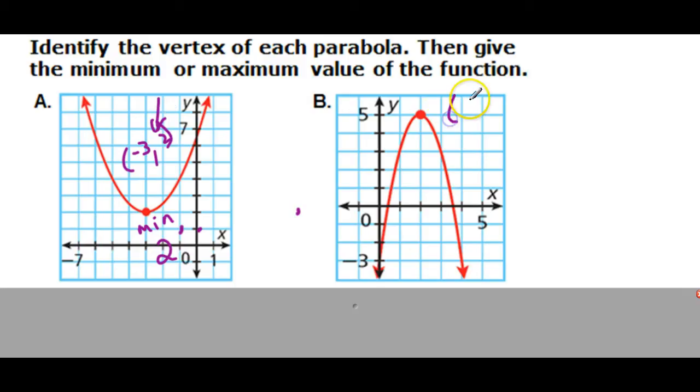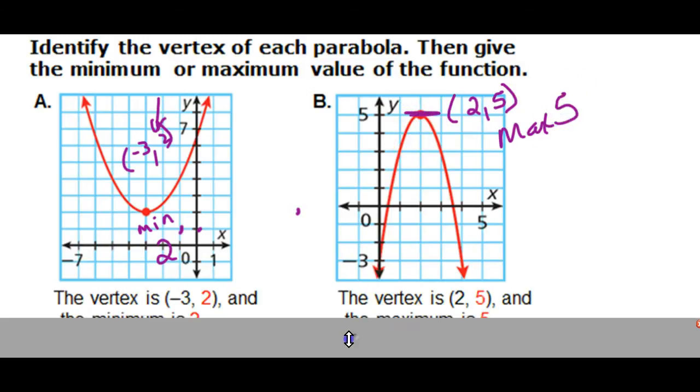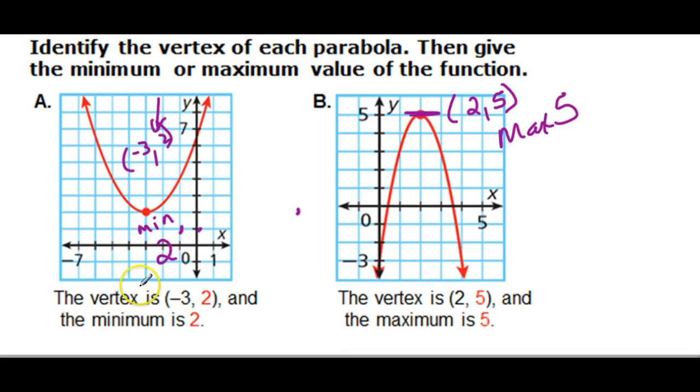And this one, your vertex is (2, 5). This is a maximum because it's on the top. And again, it's the y value. The highest point that it comes up to here is 5. Okay? So there's your answers down there at the bottom.